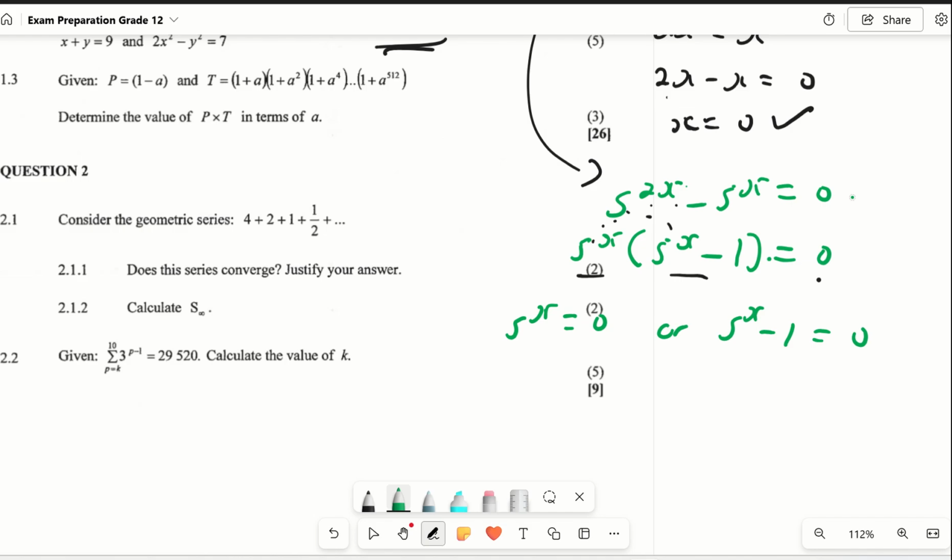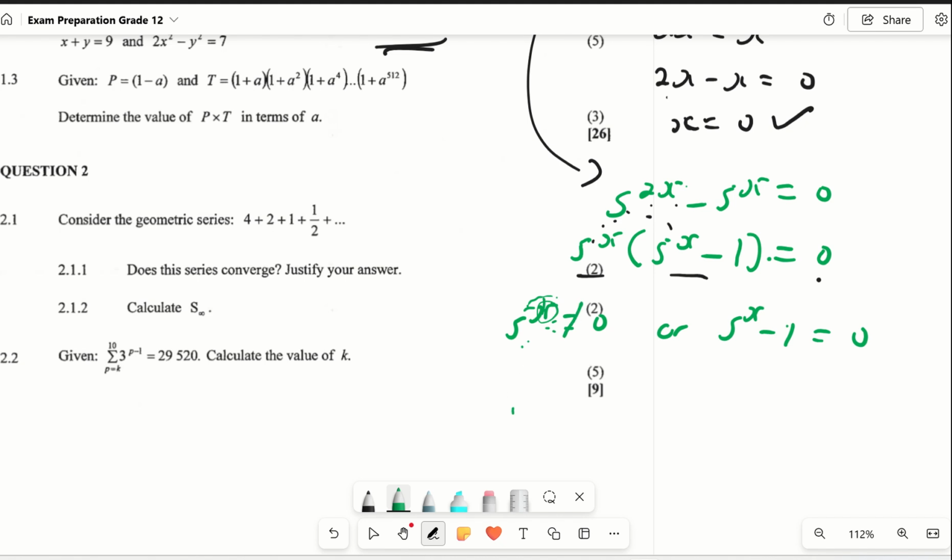Then 5 to the power x equals 0. There is no number that you could put in place of x and get an answer of 0. It does not make sense. If you put 0 there, you get a 1. If you put a negative 1 there, you're going to get 1 over 5. So there is no solution, it does not exist.